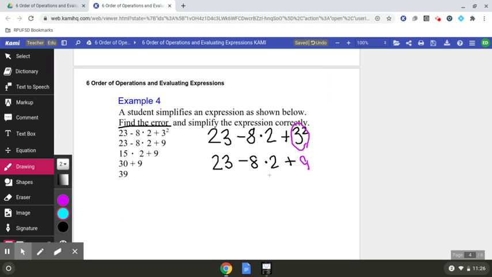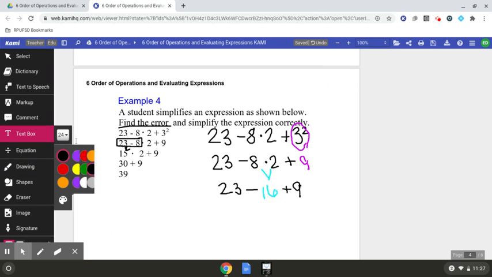Now we're looking for multiplication or division. I only have multiplication, so now I'm going to multiply 8 times 2 to get 16. Okay, everything else is going to carry down. So 23 minus, and then a plus 9. And again, now I can stop and I can compare my lines. This is my line 3. When I go to their line 3, they don't look the same. So what did they do? It looks like what they did was they subtracted 23 minus 8 to get 15 instead of multiplying.